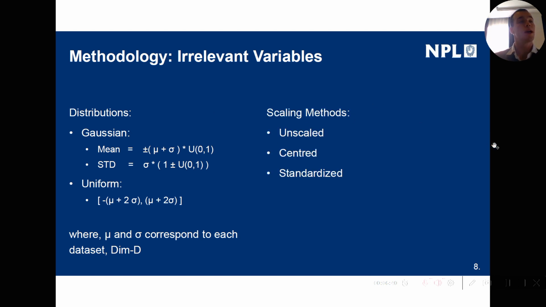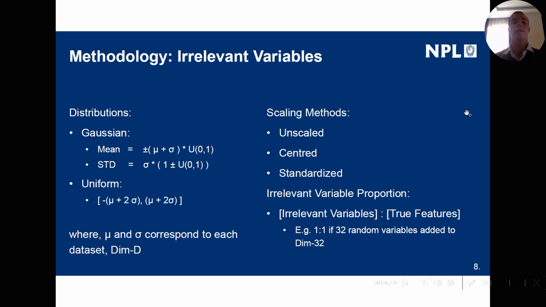And then we have 3 different scaling methods. So for our data, we either leave it unscaled, so it's just our original data set with these new irrelevant variables added, or we center it by just subtracting the mean, or we standardize it by subtracting the mean and dividing by the standard deviation.